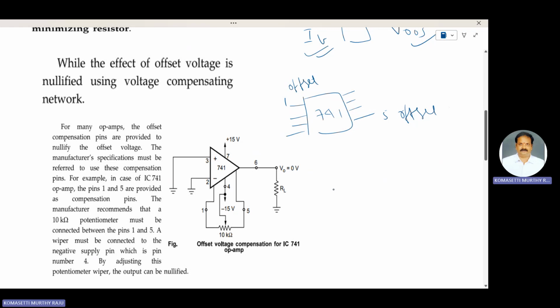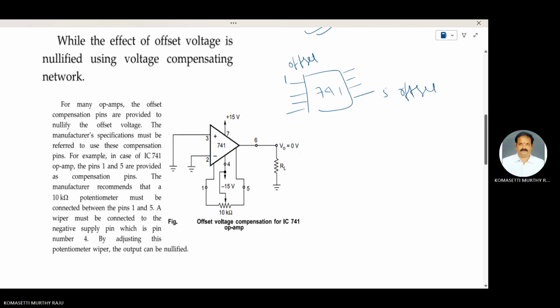For many op-amps, the offset compensation pins are provided to nullify the offset voltage. The manufacturer specifications must be referred to in order to use these compensation pins. Some manufacturers use pins 2, 3, 7, 5 like that.